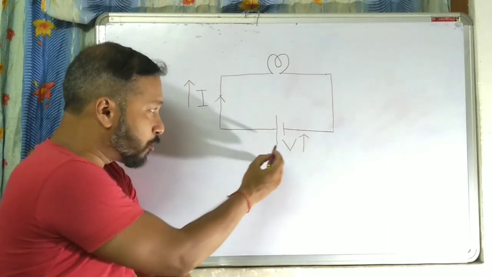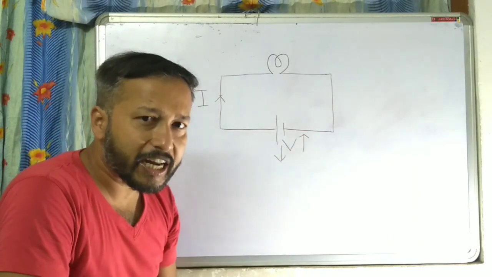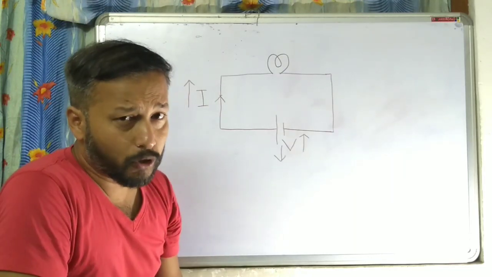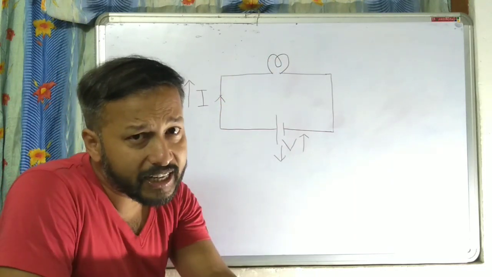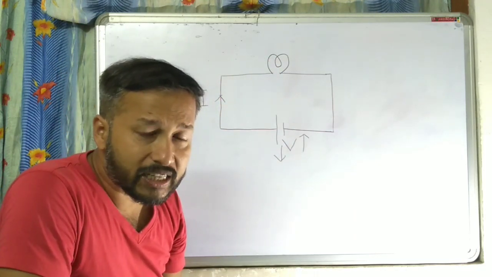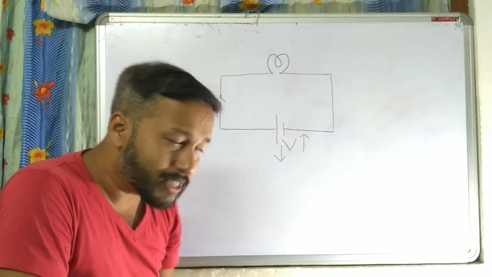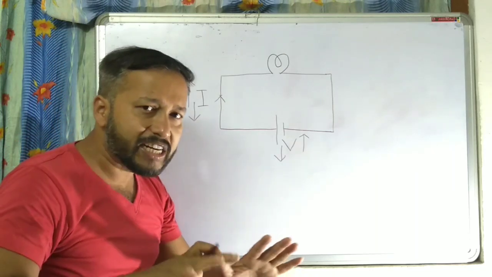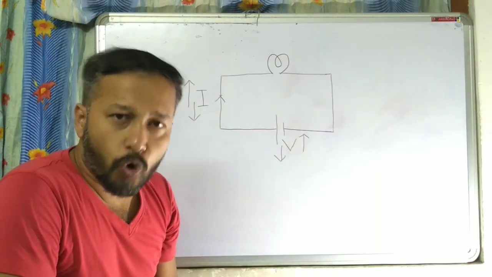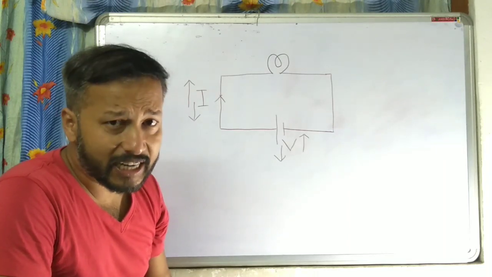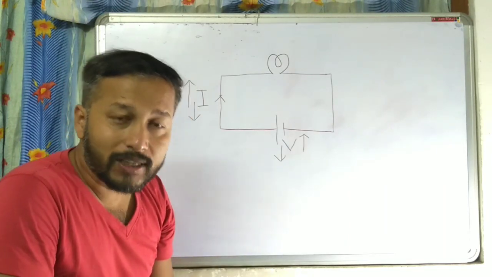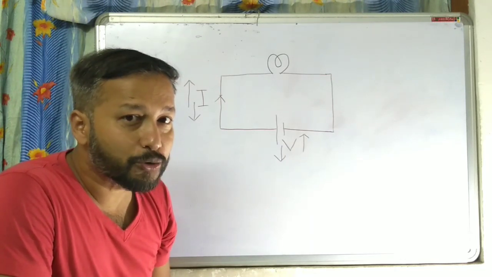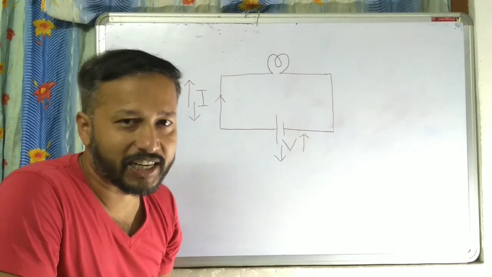And if you decrease the potential difference, instead of connecting 5 batteries, if you connect only 3 or 2 batteries, obviously the potential difference will decrease. And when the potential difference decreases, the amount of current will also decrease. This idea was given by the scientist Ohm. So according to Ohm's law, the potential difference of a circuit is directly proportional to the amount of current passing through that circuit.